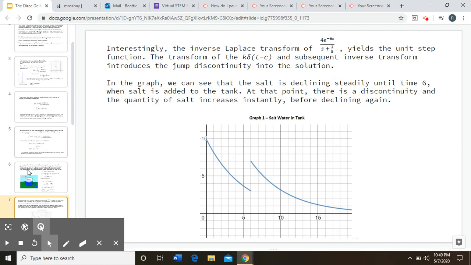And you can see what this looks like in a graph. The salt is declining because it's fresh water coming in, so it's declining until time 6, and then there's a discontinuity and the quantity of salt increases.